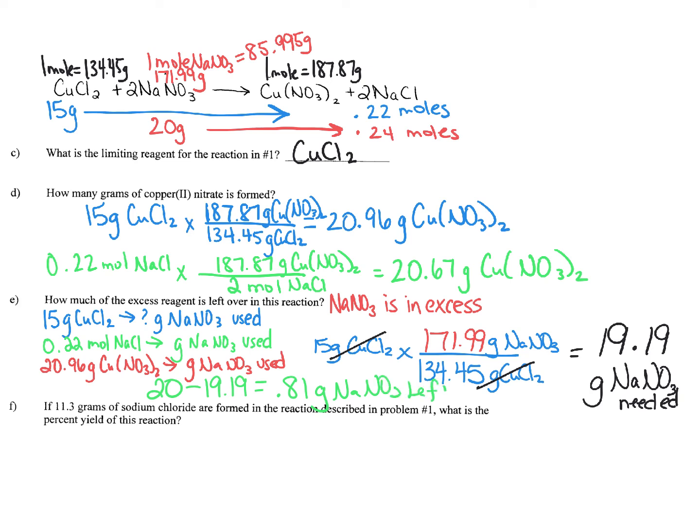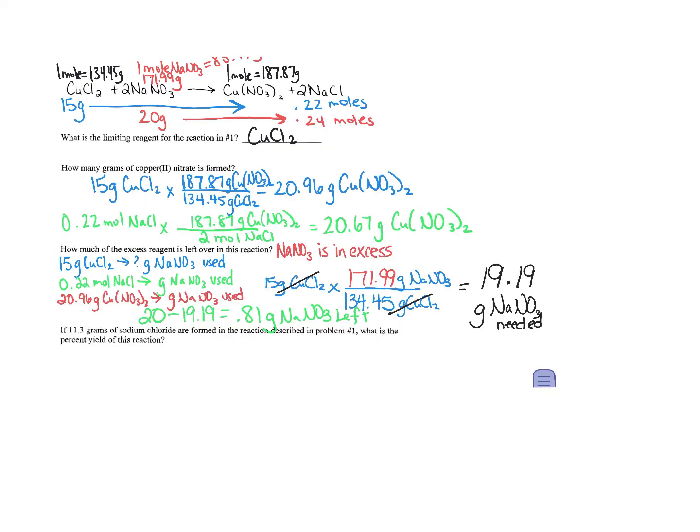NaNO3 left. You might get a slightly different answer, not a ton different, depending on which direction you do this. But no matter what, you're going to have right around 1 gram left of that sodium nitrate. You'll get close to this number. It just might be a little bit different, but totally acceptable, somewhere right around 1 gram of NaNO3 left. So on to the last thing.